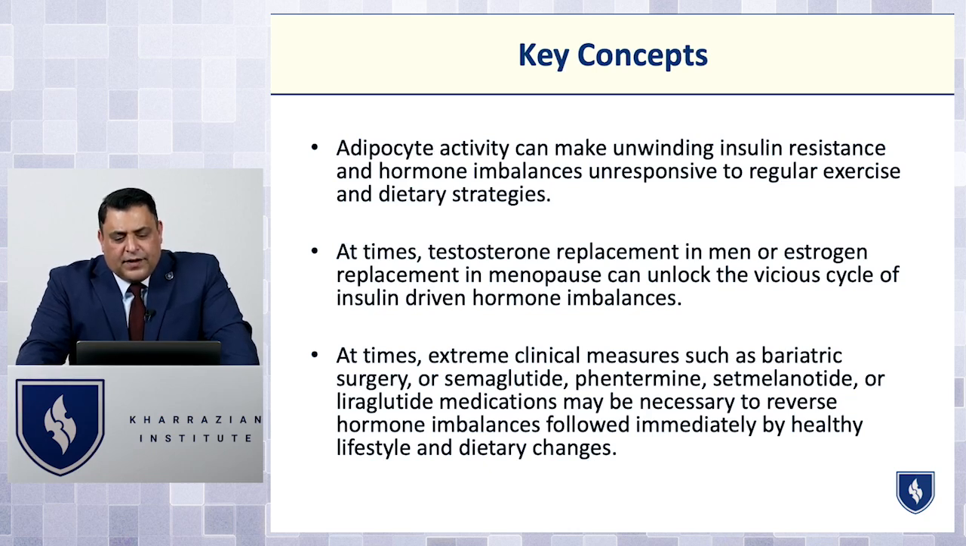At times, testosterone replacement in men or estrogen replacement in menopause can unlock the vicious cycle of insulin-driven hormone imbalances. At times, extreme clinical measures such as bariatric surgery, semaglutide, phentermine, tirzepatide, these drugs are now modulating the GIP receptors that are modulating insulin, maybe what they need to do to get their endocrine system under control to break out of that vicious cycle. But there's definitely going to be severe PCOS patterns that need very, very strict control.